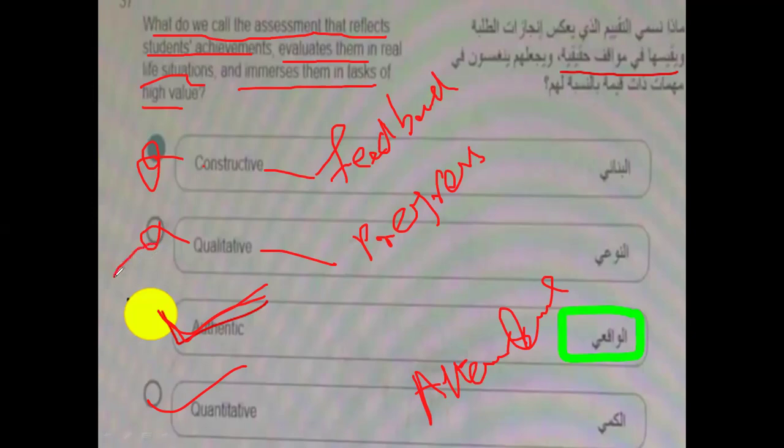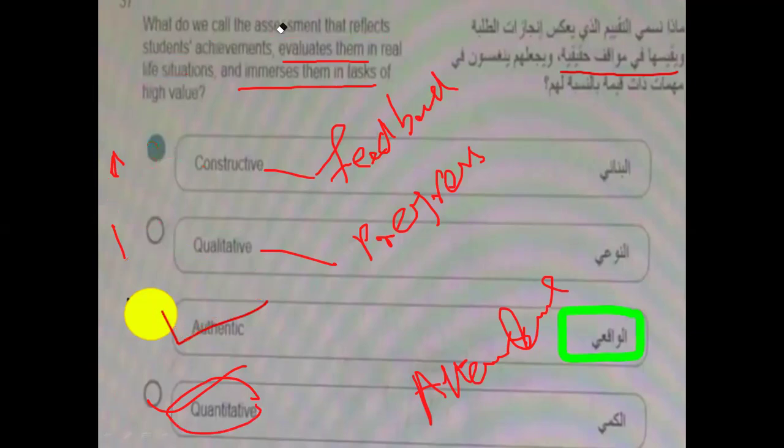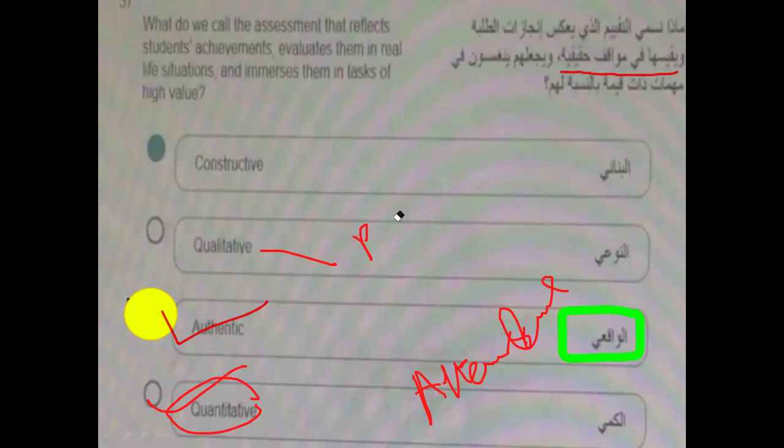Regarding these two options, qualitative and quantitative, we define that as assessment. An assessment has two parts. One is the progress and the other one is the attainment. So qualitative is the progress and quantitative is the attainment. So I'm sure this will help you a lot to understand and to make it easier.